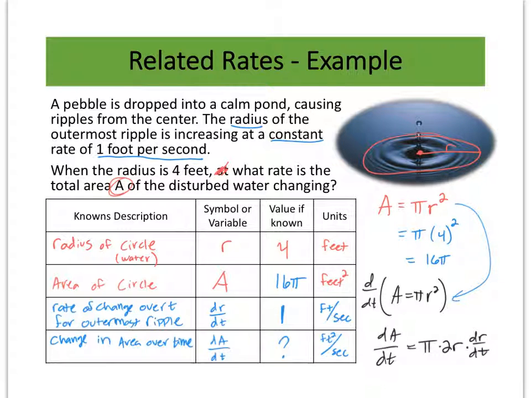So all I'm going to do at this point is plug in different values. So pi times 2 times 4, the radius is 4, times dr/dt, which was 1. Sorry, this is way off in the corner. 2 times 4 is 8 pi. So the value here is 8 pi. And that's how quickly the area is changing over time.